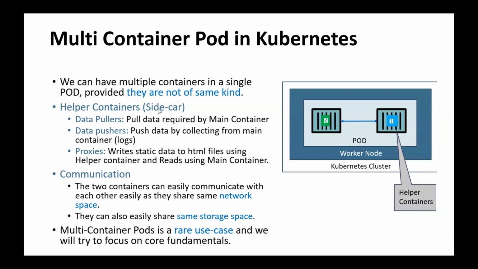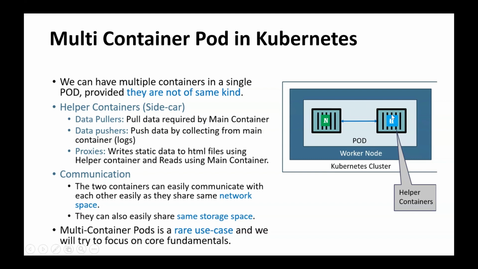There are helper containers used to pull data required by the main container, or to push data by collecting it from the main container's logs. This works as a proxy as well. For example, write static data to HTML files using a helper container and read it using the main container.